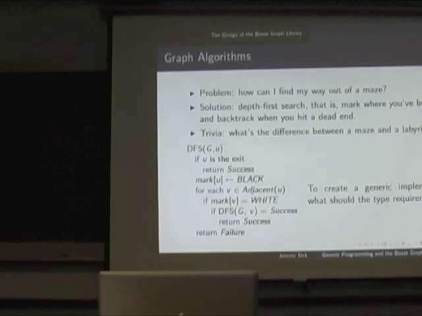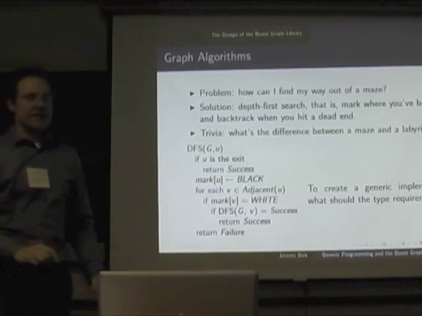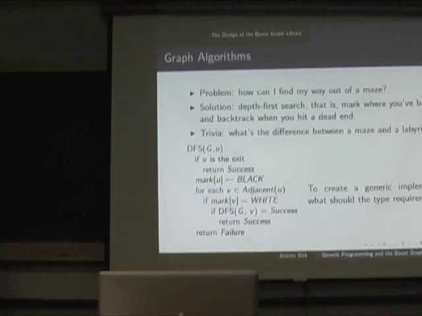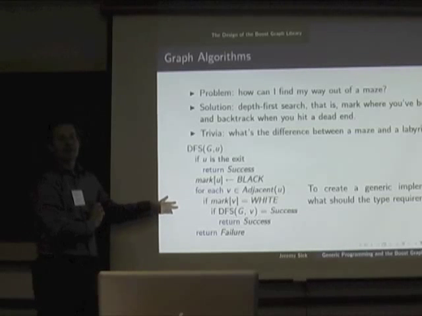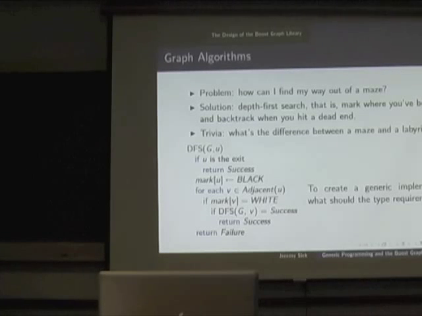Okay, so I want to turn this into a little bit of a design experiment. Let's say you've found some pseudocode in a math textbook or a computer science textbook that solves the problem you need. How do you turn that into a C++ implementation of a generic function? And the real question there, almost the only question, is what should the type requirements look like for this kind of algorithm? Or another way to say it is, what capabilities do we need from our inputs to get the job done?